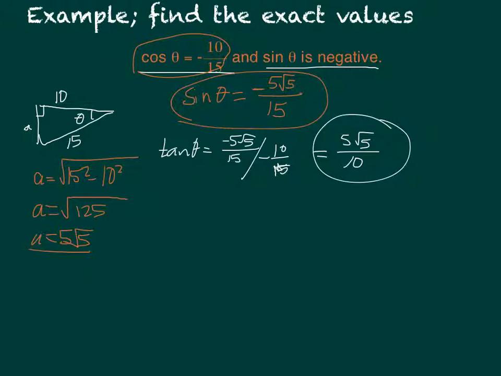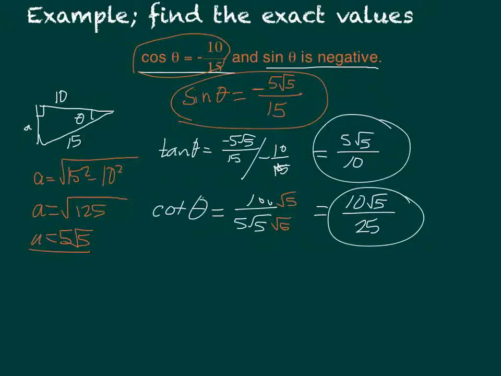And then the next one, cotangent of theta is equal to the inverse of that. So I'm going to flip that over, and I get 10 over 5 square root of 5. Now this time I need to rationalize, so I'm going to multiply by the square root of 5, giving me 10 times the square root of 5 divided by 5 times 5, which is 25. Because this right here becomes 5, so 5 times 5.